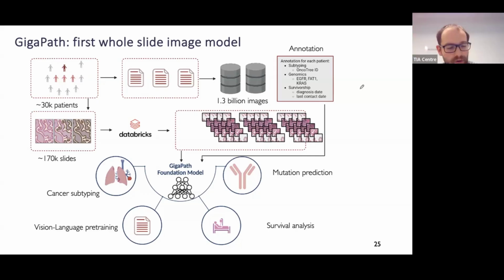I'm also wondering, with the scale of the data that you've got here, 170,000 slides, how do you go about doing some sort of quality control on these images or these slides? Yeah, that's a good question.